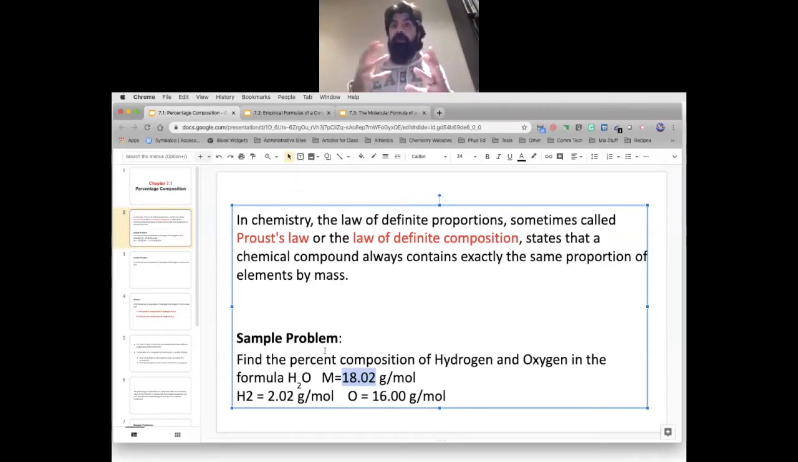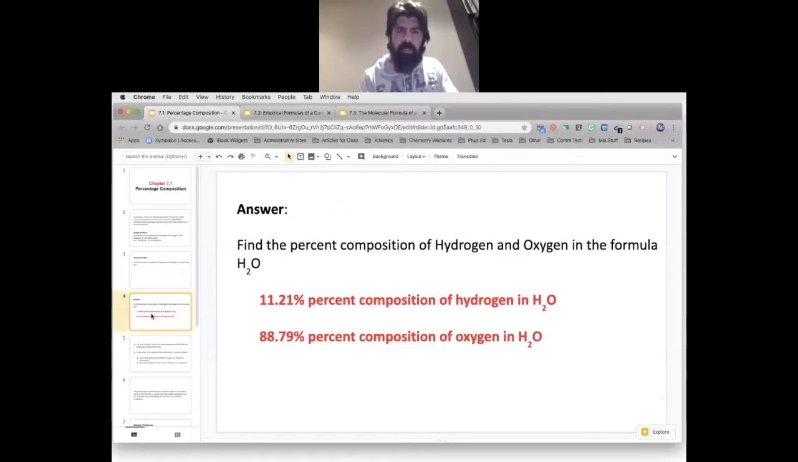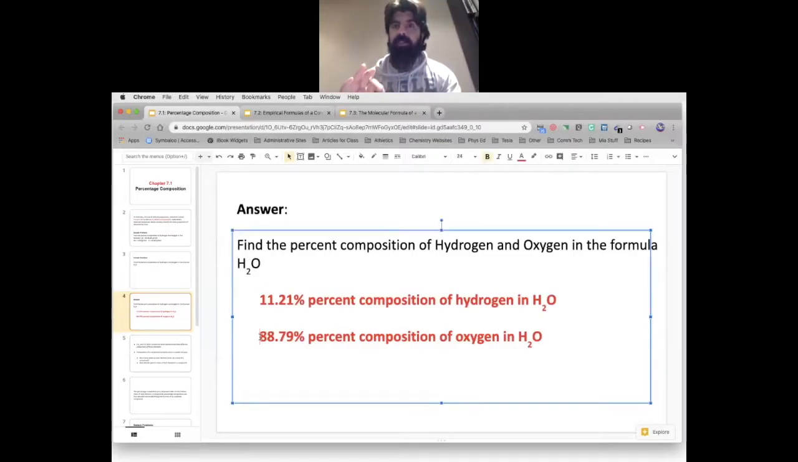Notice how oxygen makes up the majority of the mass of water. I don't know if the answer is on this next slide. Let's see here. Actually, it's in this slide. So here is the answer to that calculation. Proust's law, the law of definite proportion, states that for every compound that has a ratio of 2 hydrogens for every 1 oxygen, as in the case of water, 88.79% of this formula is made up of oxygen atoms.